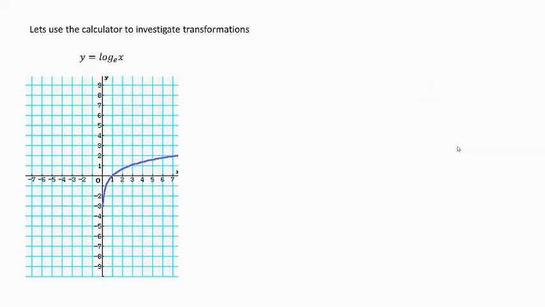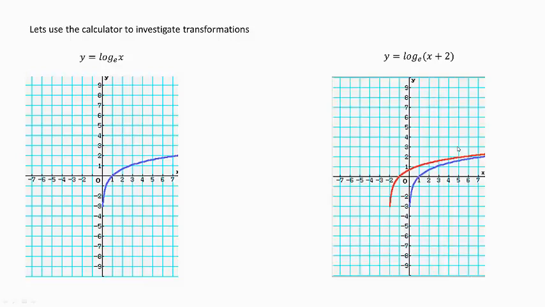Now we're going to look at the next transformation. What if I do this graph? Y equals log e to the x plus 2. Notice the x plus 2 is inside the brackets this time, not outside. So we've still got our standard y equals log e to the x graph. And when I draw this new graph, what do you notice?